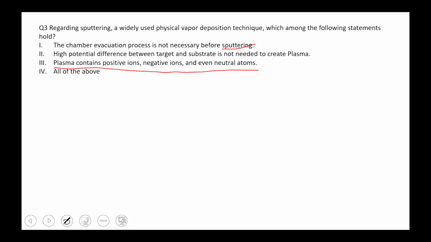But are you sure the plasma statement does not hold true? I still have a doubt. The high potential difference between target and substrate is not needed to create a plasma, right? So how will plasma be created? We have oxygen plasma, right? Oxygen is just a gas that helps to create the plasma. Plasma is created through an RF supply, radio frequency supply, or a DC supply. If a metal is there, you have to provide some DC bias voltage to the gun that holds the target.